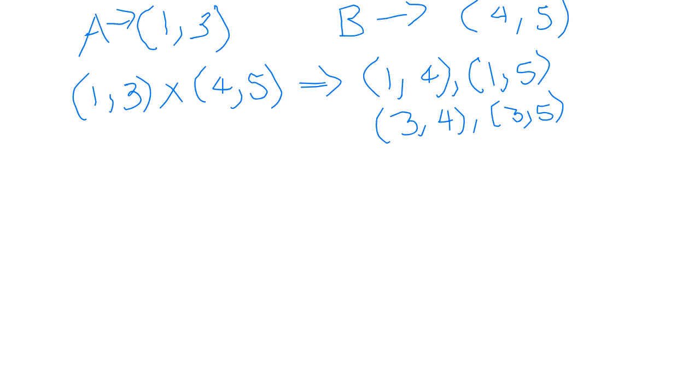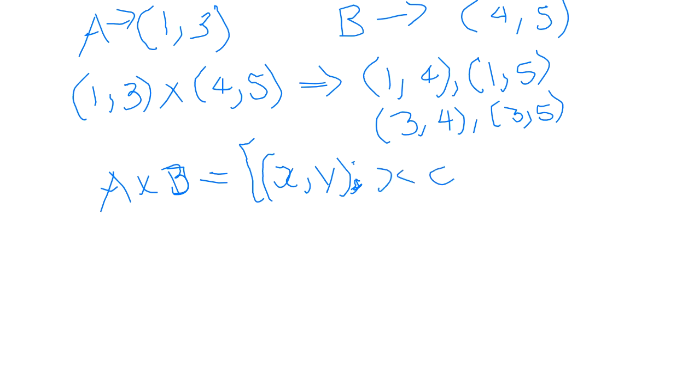If you look back at the definition, when you multiply A by B, that's A times B, you get the set XY, where, such that, the thing I wrote before, X is from A and Y is from B. In other words, the first element must have been from the A, the one at the front, and the second element comes from the B.